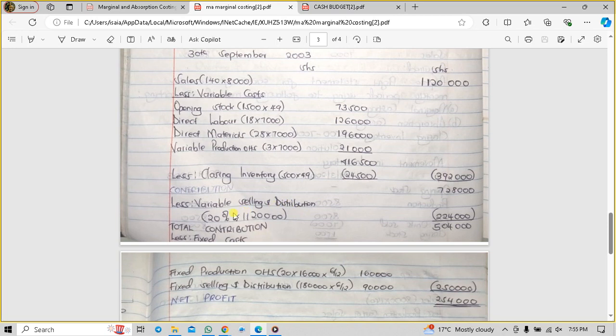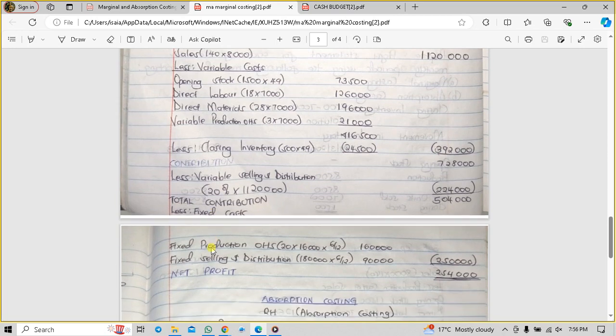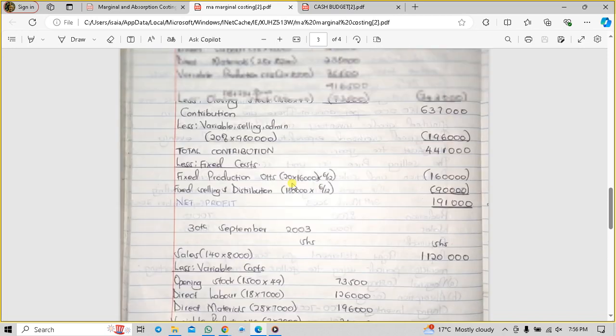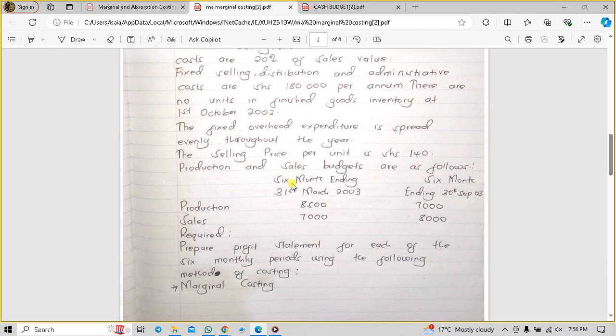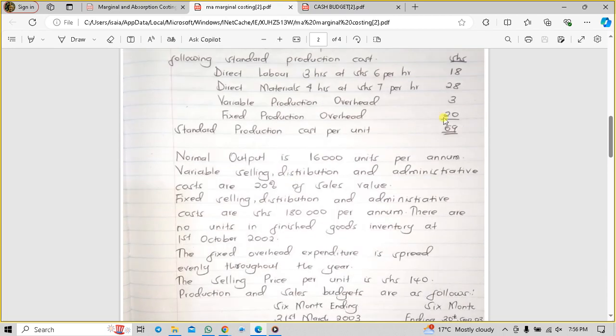The concept is the same. You take 20% of the sales, you get that. Then total contribution is 4,000. Then you're going to subtract the fixed cost. We have fixed production overheads, whereby we have said that you're just going to take 20. So the fixed production cost remains the same. We take 20 times 16,000 times 6 over 12, because this one is per annum.